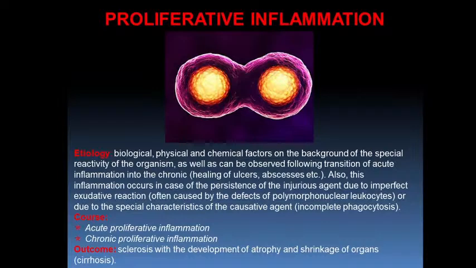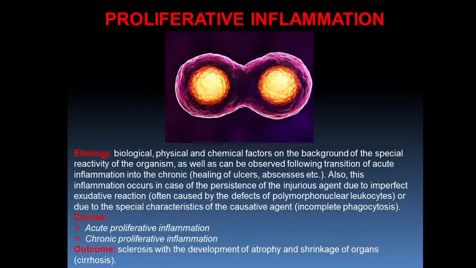This type of inflammation usually occurs when an injurious bacterial or other agent persists in the organism due to imperfect exudative reaction, which is named incomplete phagocytosis. Usually it is due to special features of the causative agent itself. For example, Mycobacterium tuberculosis cannot be phagocytized and lysed by macrophages and persists in macrophages, continuing its multiplication.